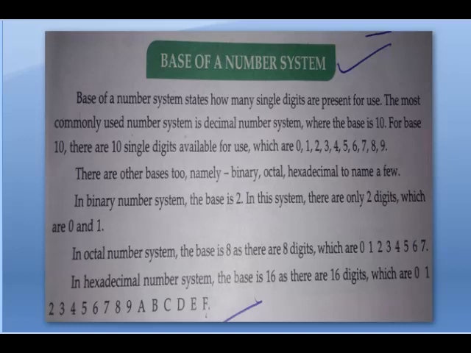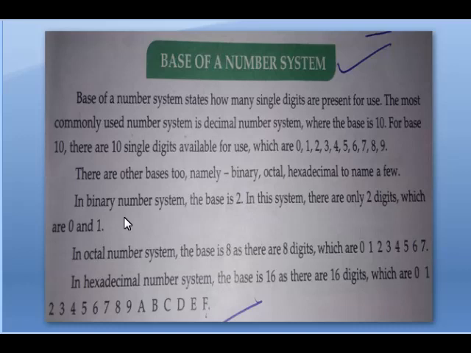There are other bases too, namely binary. Binary means 2. The base is 2. Octal means the base is 8. Hexadecimal means the base is 16, to name a few. In the binary number system, the base is 2. In this system, there are only two digits, which are 0 and 1. We are using only two digits in a binary number system, that is 0 and 1.